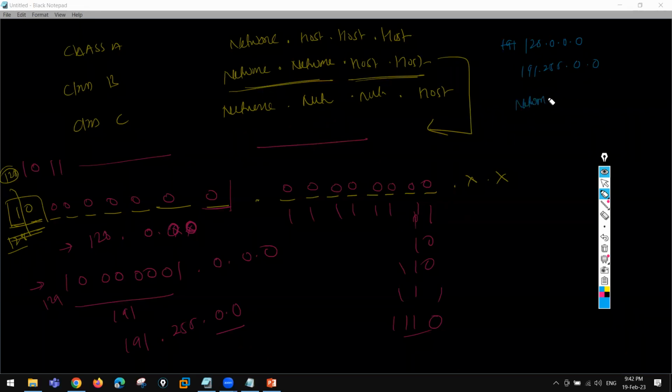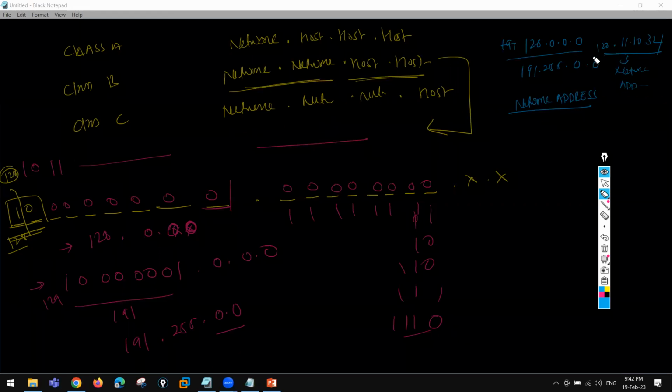One would be your network address. Let's say any IP out of this particular range, let's say 128.11.10.32, and there would be a subnet mask. So you could be asked, or you can ask, what is the network address of this particular IP, then how will you calculate the network address?